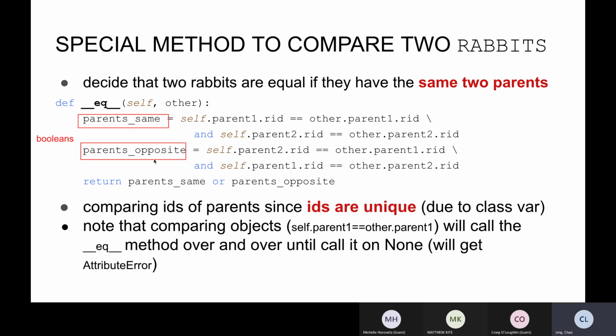So parent's name, parent opposite is basically the two parents. And if the parents are the same or the parents in opposite order are the same, that means they have the same parents. So when using that, if parent 1 is equal to parent 2, double equal, it will call this equal method and give you true or false.